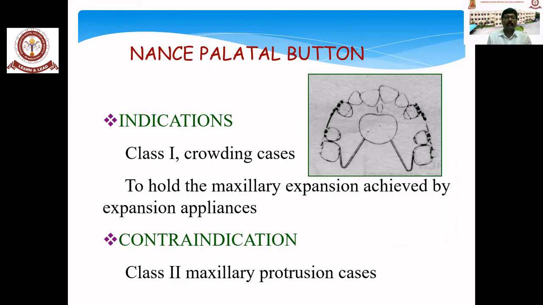Nance palatal button contains an acrylic part as well as a wire component. The wire component extends along the palate towards the anterior aspect. From the molar, it runs towards the anterior region and forms a small loop in the anterior palatal region, and runs to the opposite molar. And in this anterior palatal region, you keep an acrylic button, just acrylize on the anterior portion, right? So it is indicated in cases of class 1 crowding and also to hold the maxillary expansion achieved by the expansion appliance. It is contraindicated in case of class 2 maxillary protrusion.